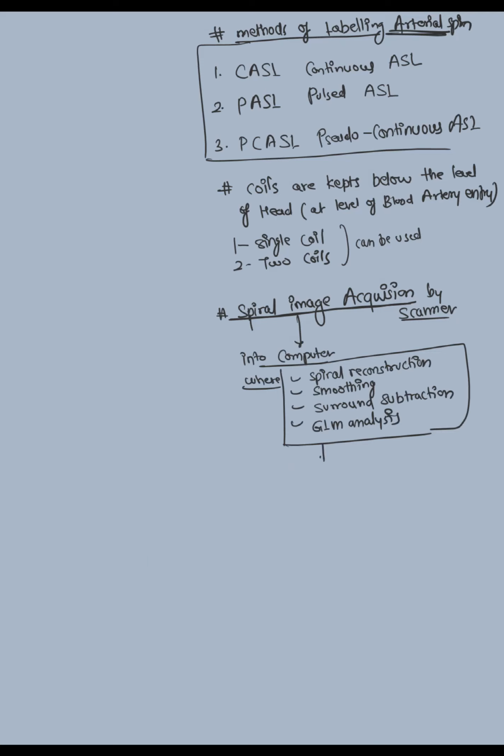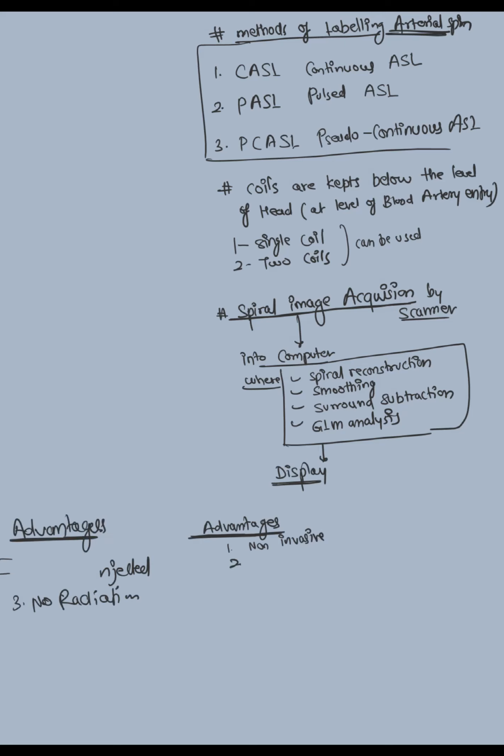This happens. So the surrounding noise will be subtracted, and there will be smoothing, spiral reconstruction, and GLM analysis. By this it will produce the result on a display. That will be the final product.